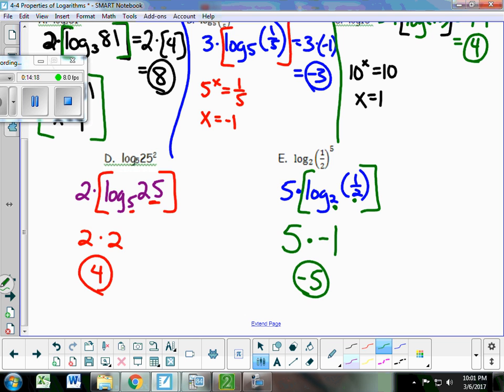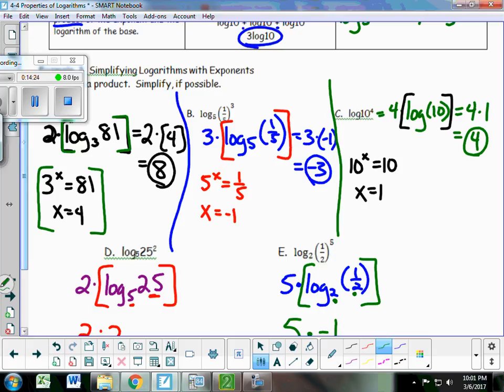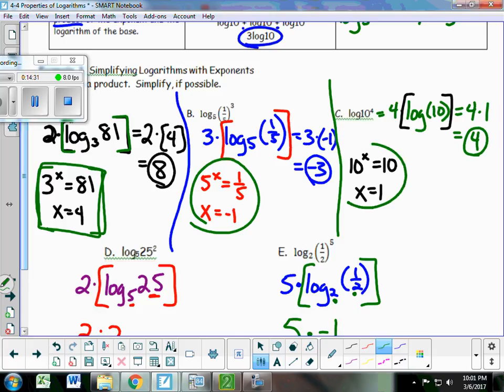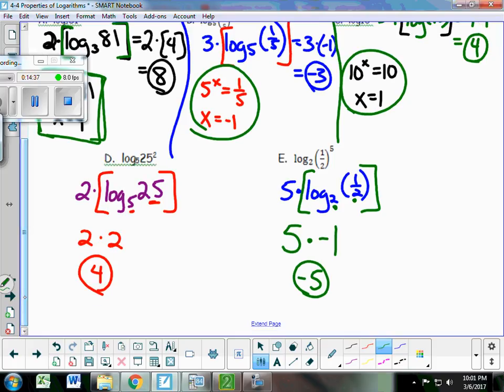Now, if you don't like doing that mentally like I did on those last two, of course you can show your work like I showed here, finding the logarithms by writing it as an exponential function and simplifying that. All right, so those are the 3 main properties.